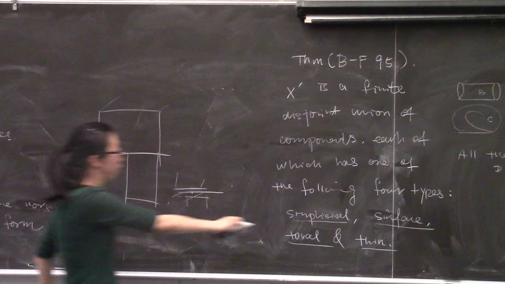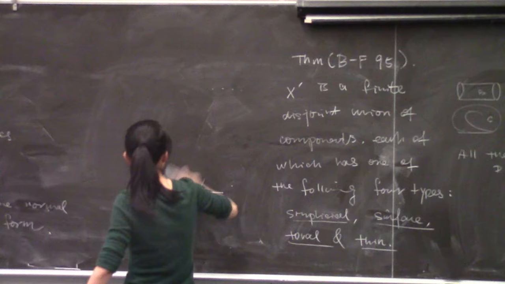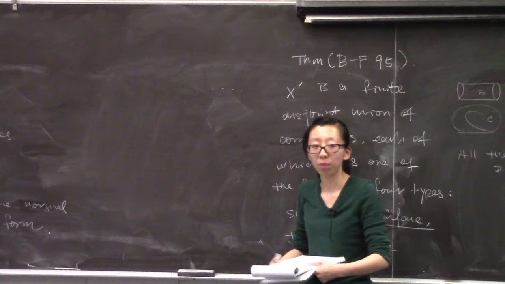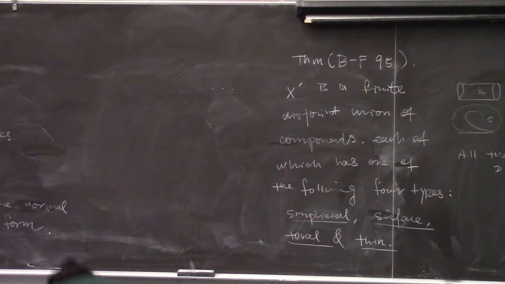For surface and toroid, they all have a standard model, but we don't have a standard model for thin type. Sometimes the thin type is called Levitt type because he first discovered and studied it. The first part of my work is to try to give some more structure on the thin component. Let me write it down here.